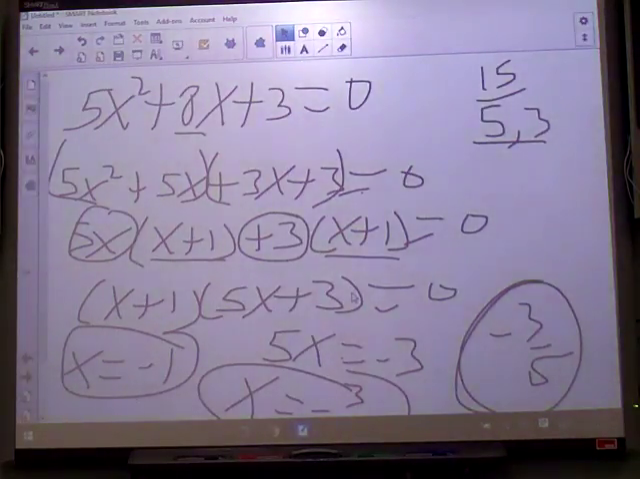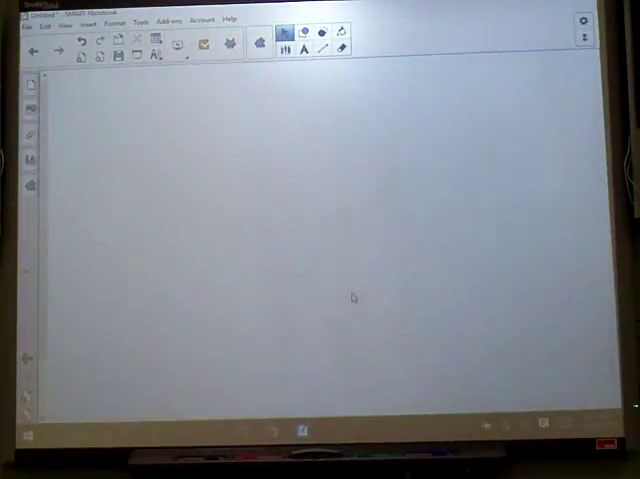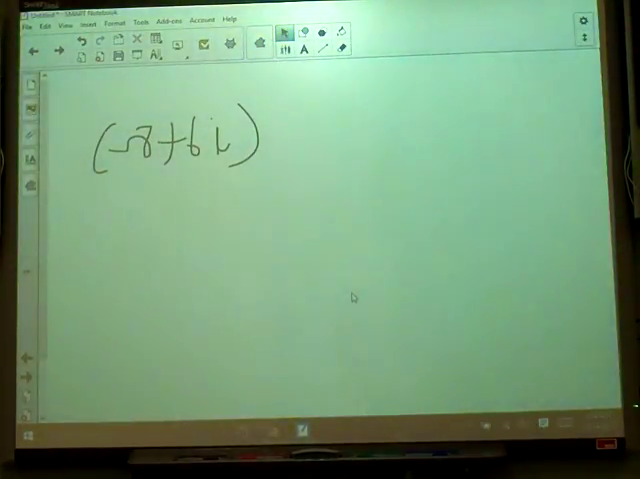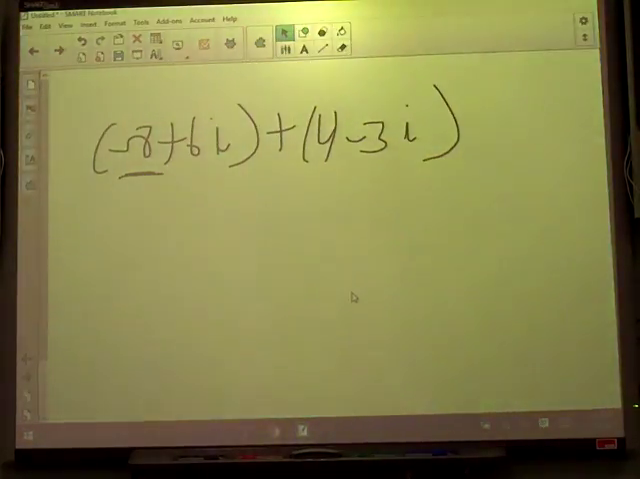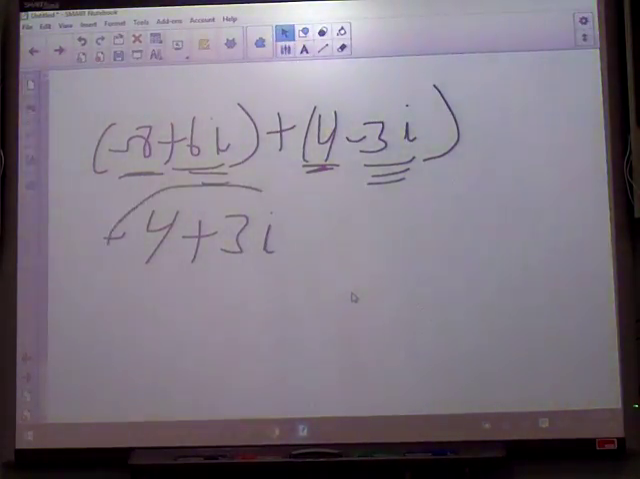Alright, 111. This section, 111 or 107 through 116, is pretty easy. On 111, I've got -8 plus 6i plus 4 minus 3i. Standard form on a complex number means the real one, the one without an i, goes first and the i goes last. So when it says write in standard form, make sure you do that. Like terms, -8 plus 4 is -4. 6i plus -3i is 3i. So that would be your answer on 111.